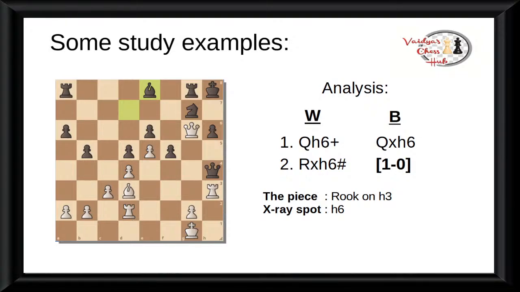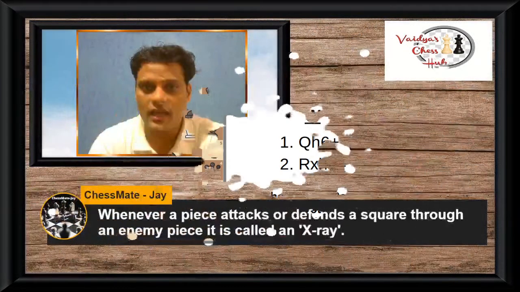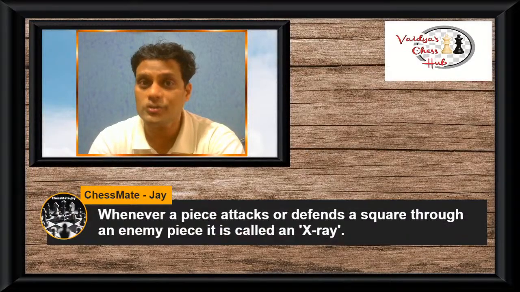So how do you notice the x-ray here? The piece that is in question here is the rook on h3, and the rook on h3 is going to control the x-ray spot, which is h6. So h6 is where everything happens. The action is going to happen on the square h6.